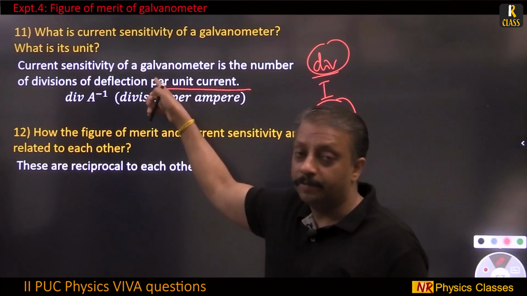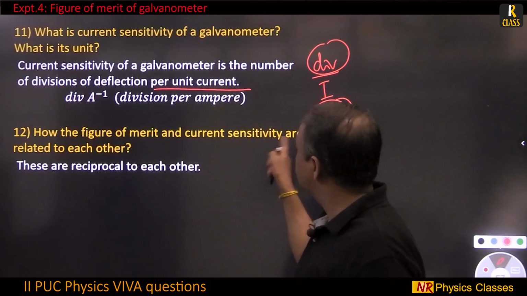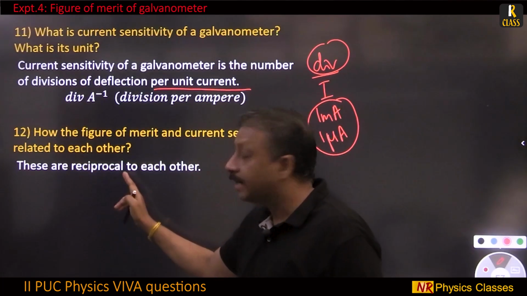Reciprocal of figure of merit. How are the figure of merit and current sensitivity related to each other? They are reciprocals.